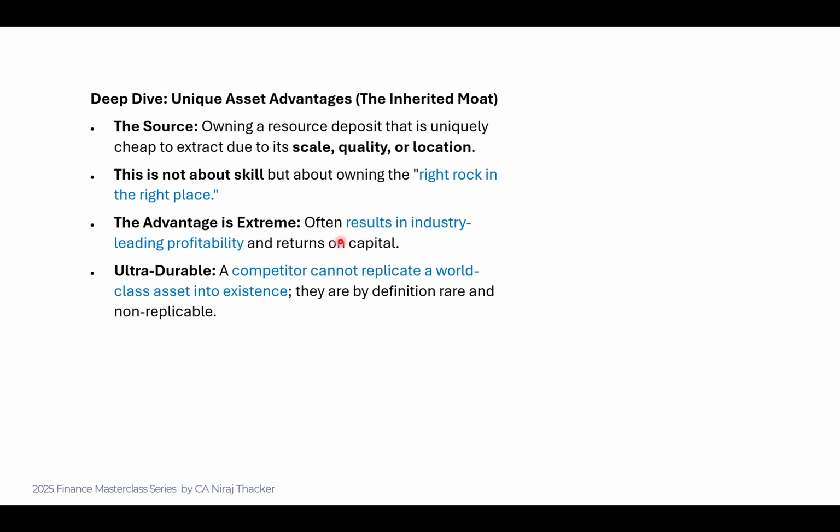Now, unique asset, that is, resources we are talking about. Owning a resource deposit that is uniquely cheap to extract due to its scale, quality, or location. So this is not about skill, but about owning the right rock in the right place. You have a very good asset which helps you to scale. It's a very high quality mineral you have found, and the location is also very good. So we'll take some examples.